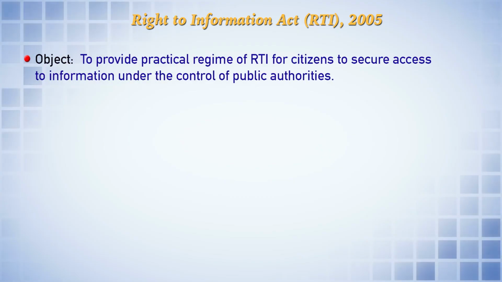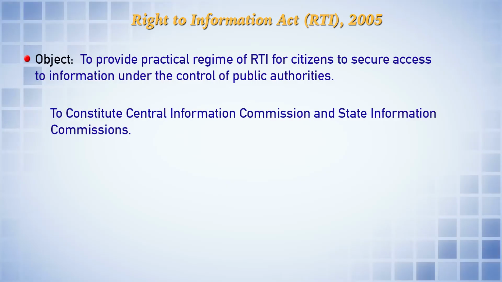So the objective of the Right to Information Act is to provide a practical regime of right to information for citizens to secure access to information under the control of public authorities. The Act clearly defines who comes under the category of public authorities: central government, state government, municipalities or other institutions, and also all institutions receiving substantial financial support from the government. You can read the public authority definition in our study material. A public authority is a public institution rendering service to the public at large.